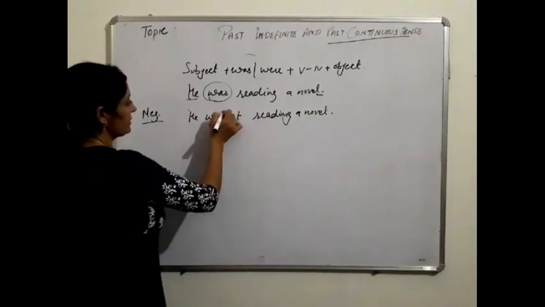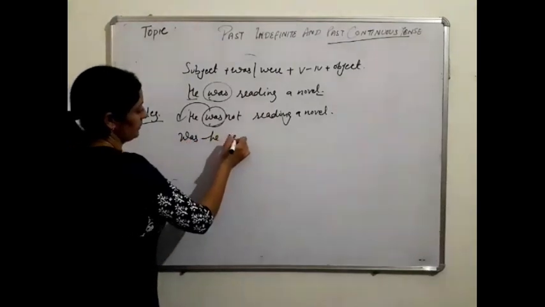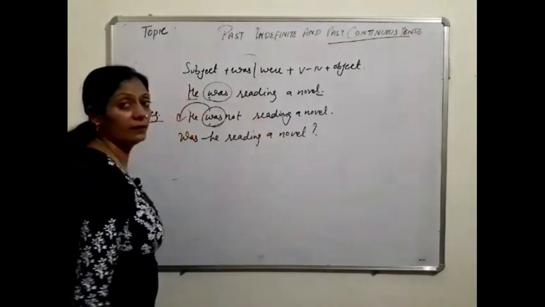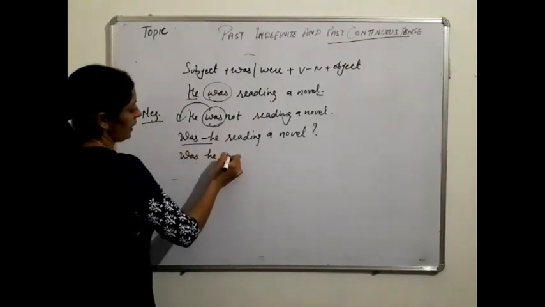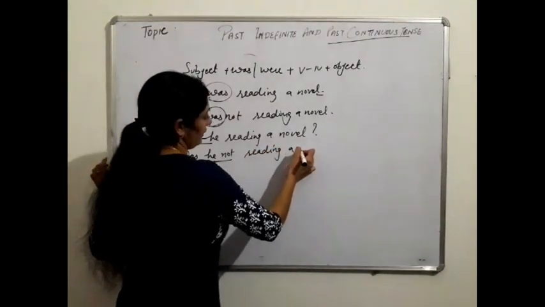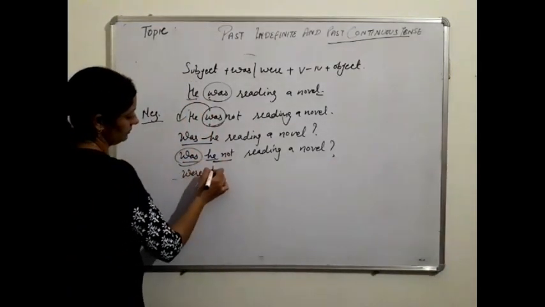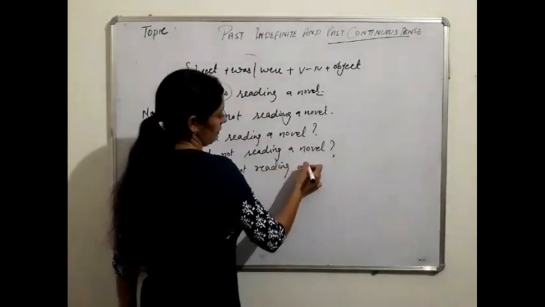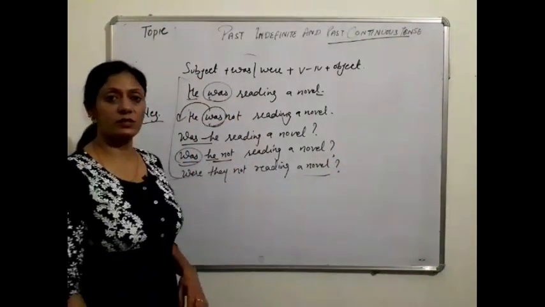In interrogative sentences we use the helping verb before the subject. Was he reading a novel, and a question mark at the end. In interrogative negative we use not after the subject. Was he not reading a novel? If our subject is plural, were they not reading a novel, and question mark. Now see its uses.